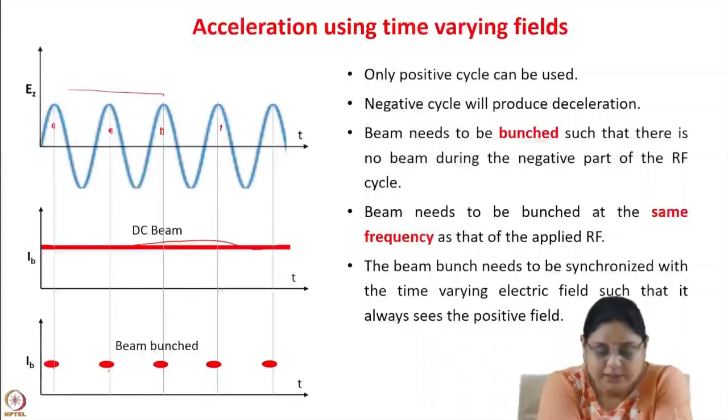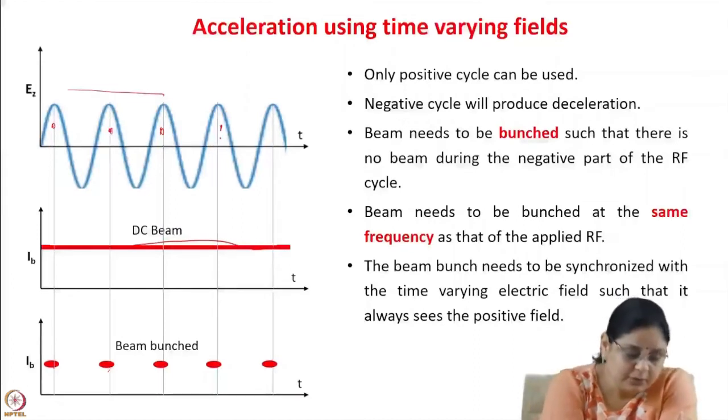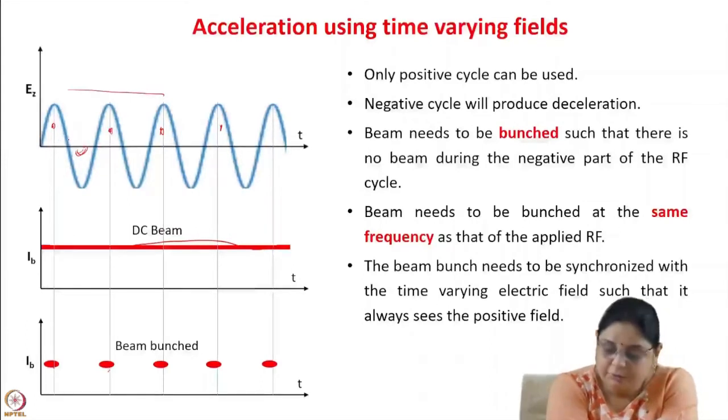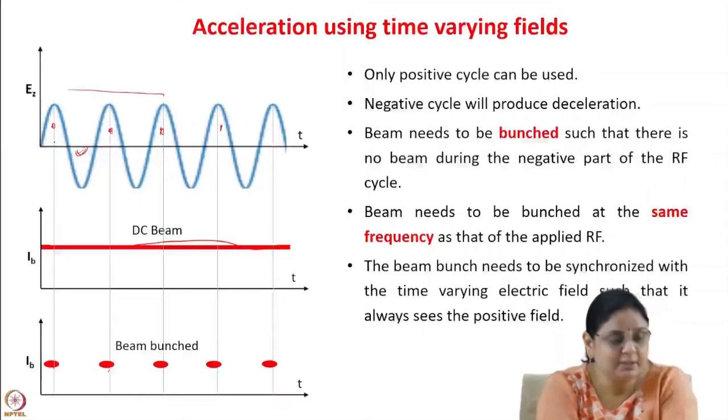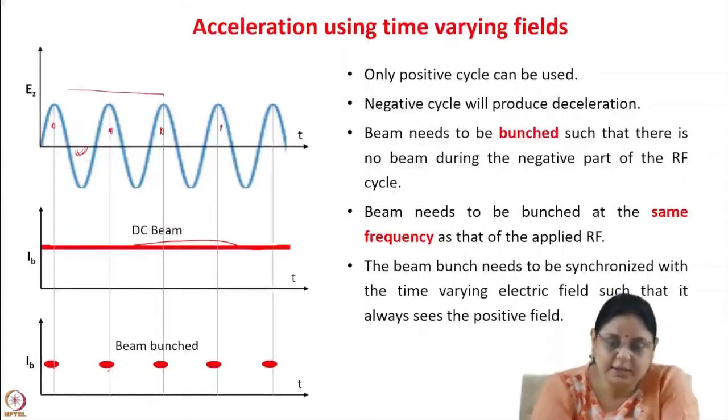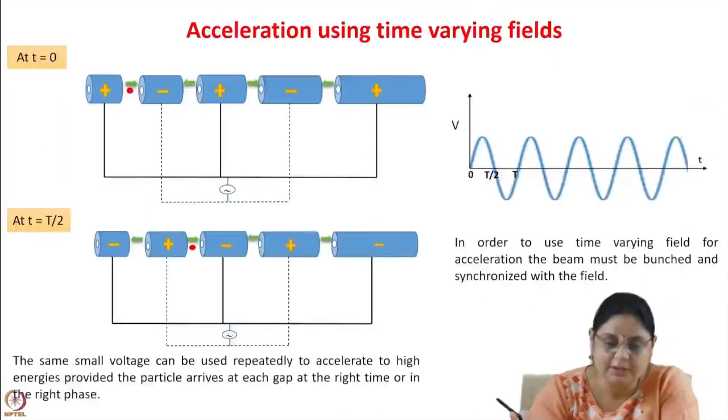Also, the bunched beam needs to be synchronized with the time-varying electric field such that it always sees a positive field. You've bunched the beam, but let's say you inject it into the gap when the field is negative. In that case, it will get decelerated. So you have to synchronize it with the time-varying electric field such that it always sees a positive value of the electric field. That is how you can accelerate using time-varying fields.